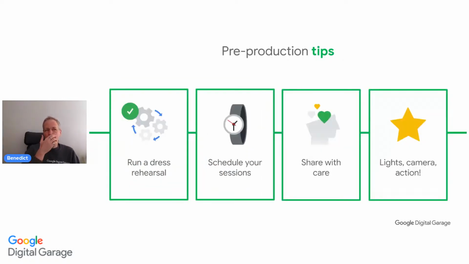Okay. Pre-production tips: run through a dress rehearsal. A tech dry run is essential. It really does mean testing the equipment, connections, and any transitions between tabs, presenters and screen sharing that might be needed. Scheduling sessions allows you to actually advertise and give people enough notice to attend. Send out reminders for your session.